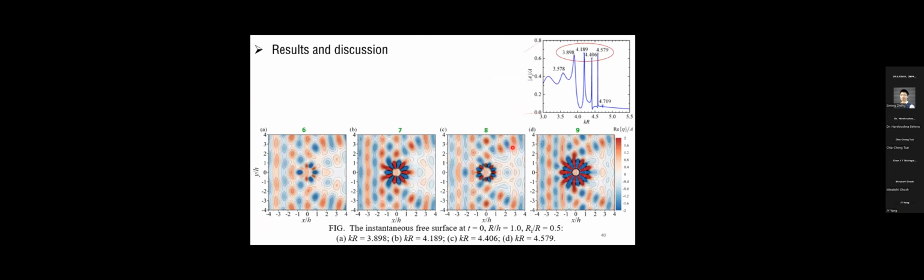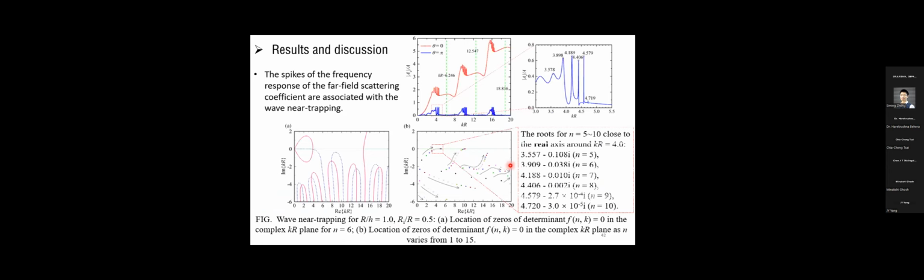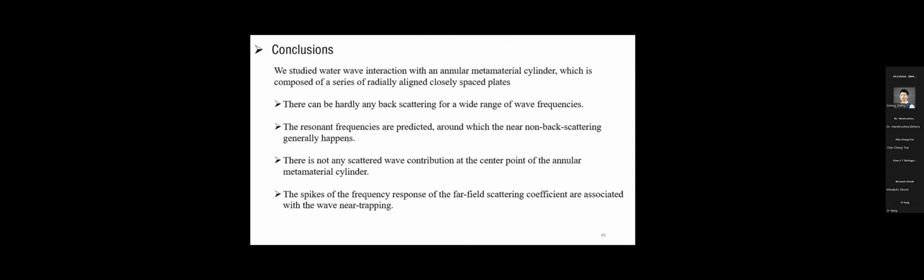I forgot to mention one thing. At the central point, there is no wave scattering at all for all wave conditions. This can be theoretically proved. We have proved that for all the wave conditions, no matter how large the wave numbers, you cannot see any wave scattering at the center of the cylinder. So you see, this is the wave resonance frequency, no wave scattering at the center point. This is the wave near trapping case, and you can see there is no wave scattering. And this figure as well. So there are not any scattered wave contributions at the center point of the annular cylinder.